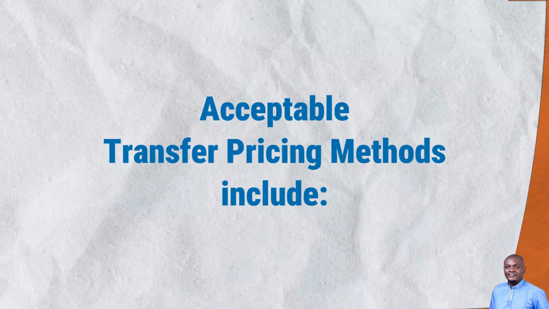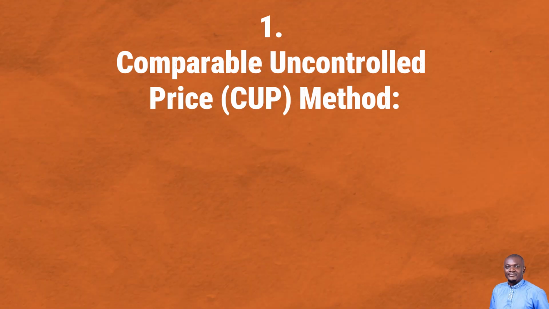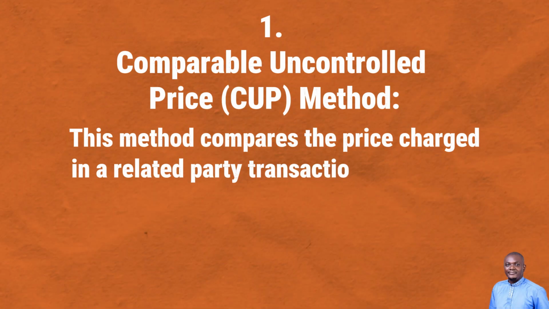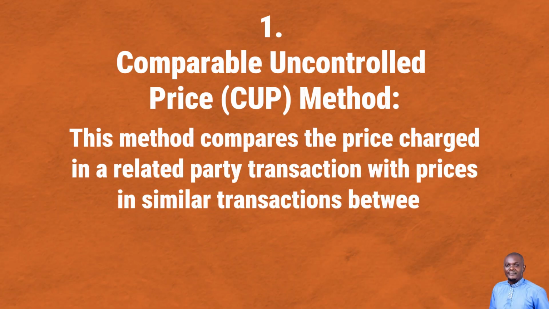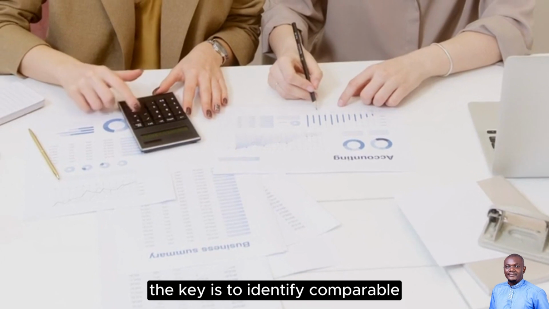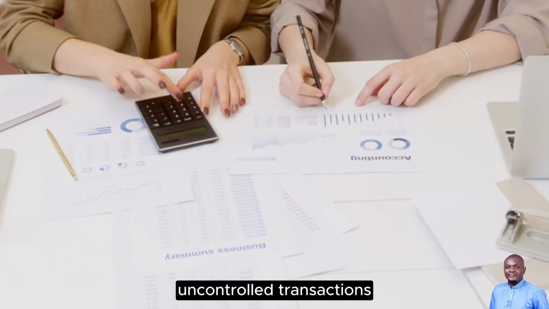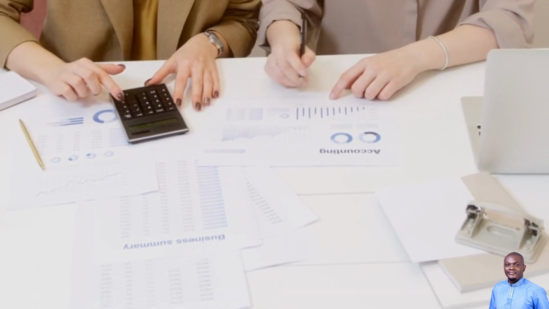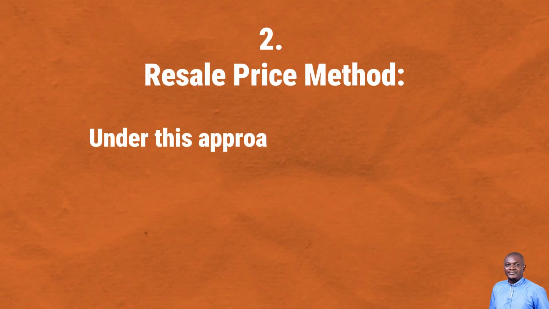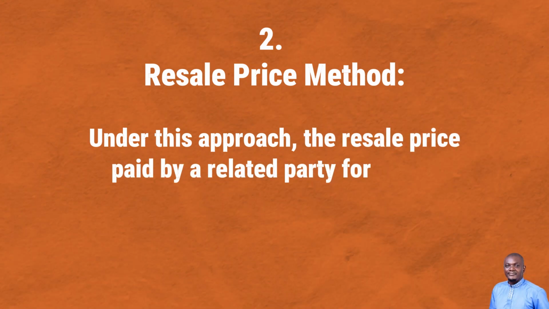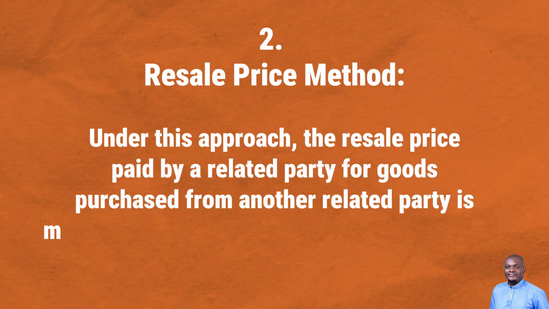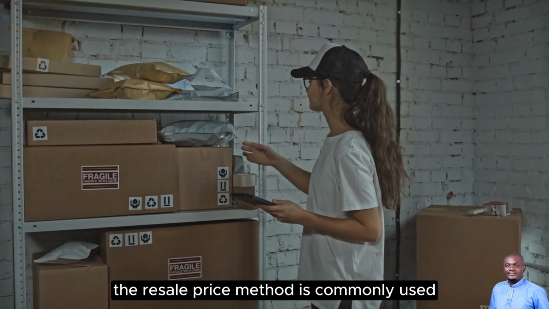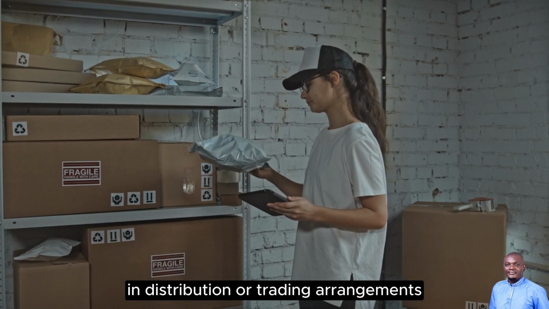The methods include the Comparable Uncontrolled Price Method (CUP). This method compares the price charged in a related party transaction with prices in similar transactions between unrelated parties. The key is to identify comparable uncontrolled transactions, products, or services to establish an arm's length price. Resale Price Method. Under this approach, the resale price charged by a related party for goods purchased from another related party is marked up to determine an arm's length price. The resale price method is commonly used in distribution or trading arrangements.